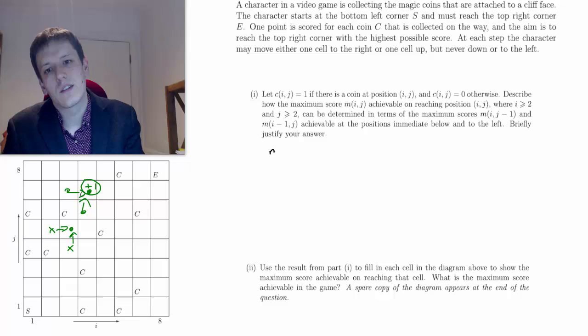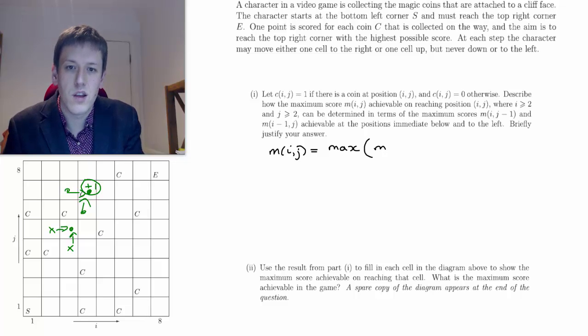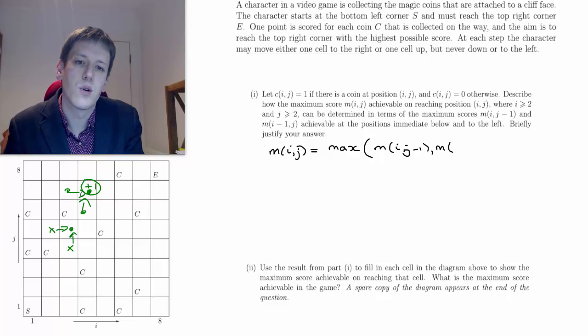So I could write that by saying that the maximum at cell ij is going to be the maximum of these two objects, so m at i j minus 1 and the score m that I could have achieved at i minus 1 j. So this is just notation.